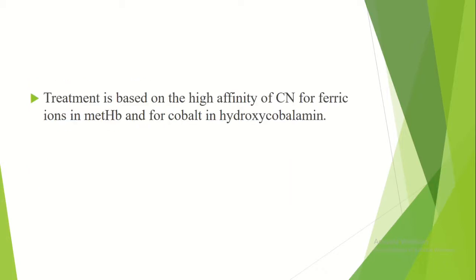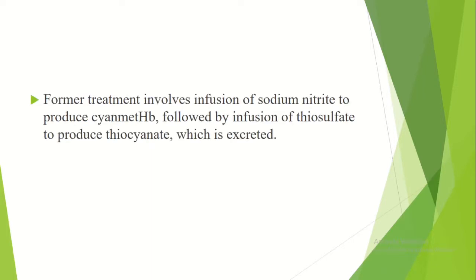The treatment of cyanide poisoning is based on the high affinity of cyanide for two compounds. These compounds are the ferric ions in methemoglobin and cobalt in hydroxycobalamin. So we can treat these patients by giving them sodium nitrite. Sodium nitrite is going to produce cyanmethemoglobin, and then we can give them a compound called thiosulfate. Thiosulfate is going to react with cyanmethemoglobin, forming a compound called thiocyanate, and thiocyanate is going to be excreted by the kidney. This treatment is limited by the amount of methemoglobin that you can safely form inside the patient without causing methemoglobinemia.